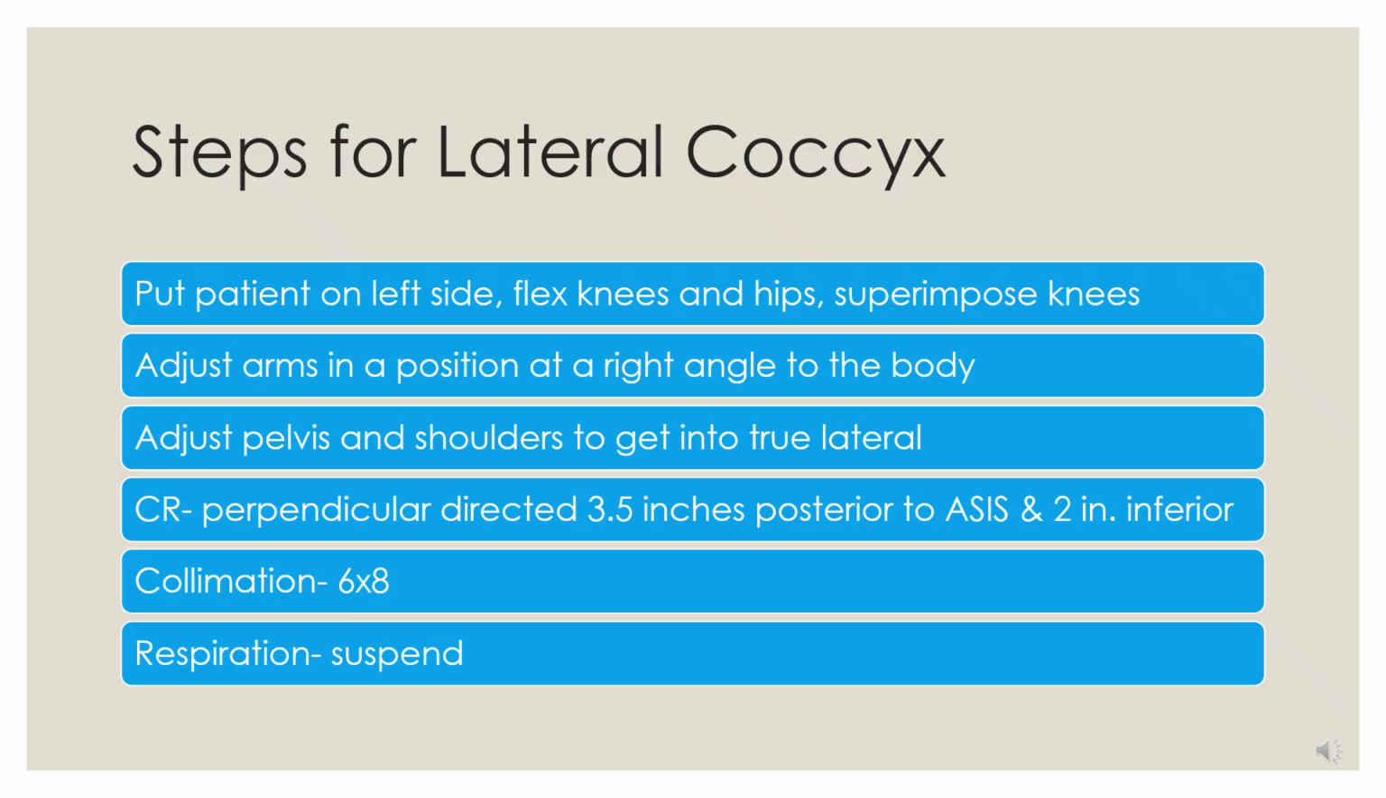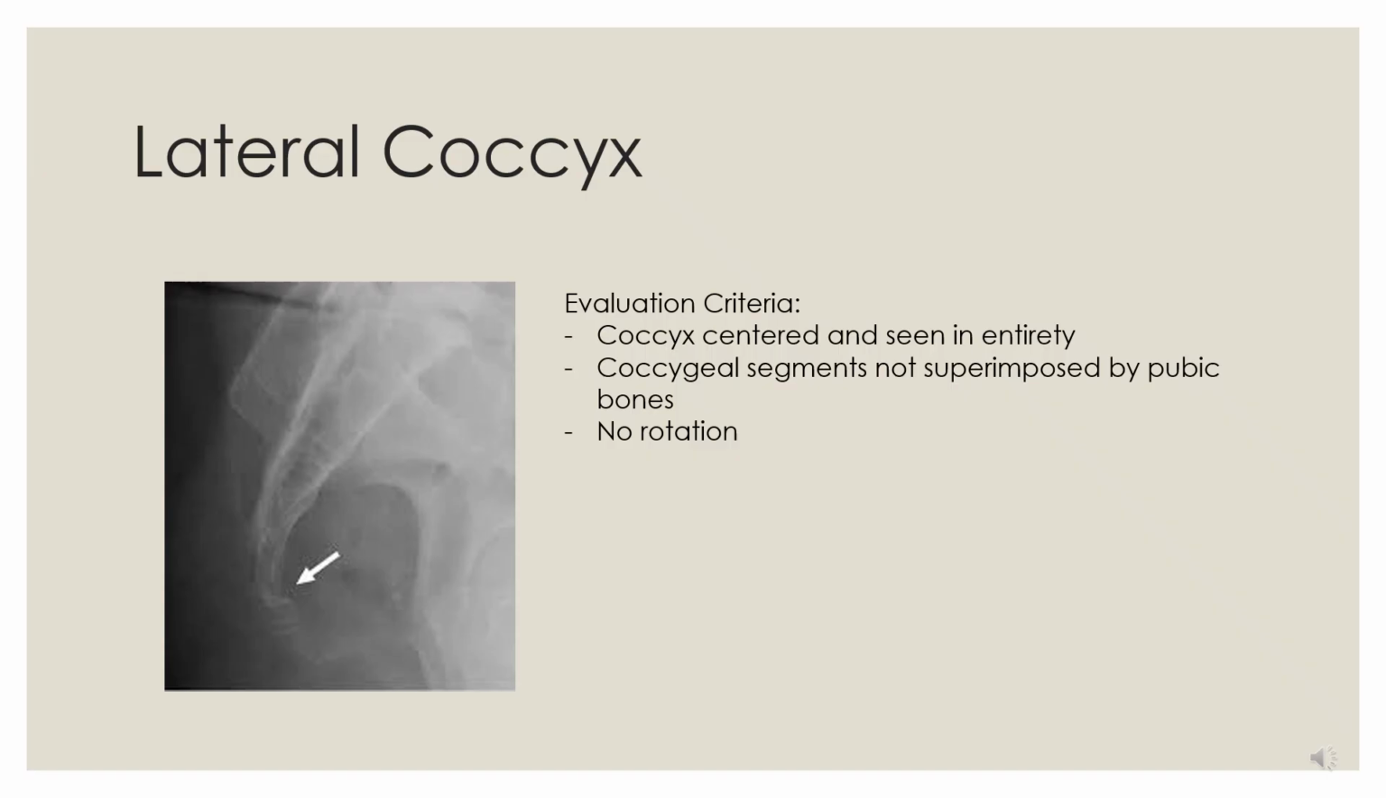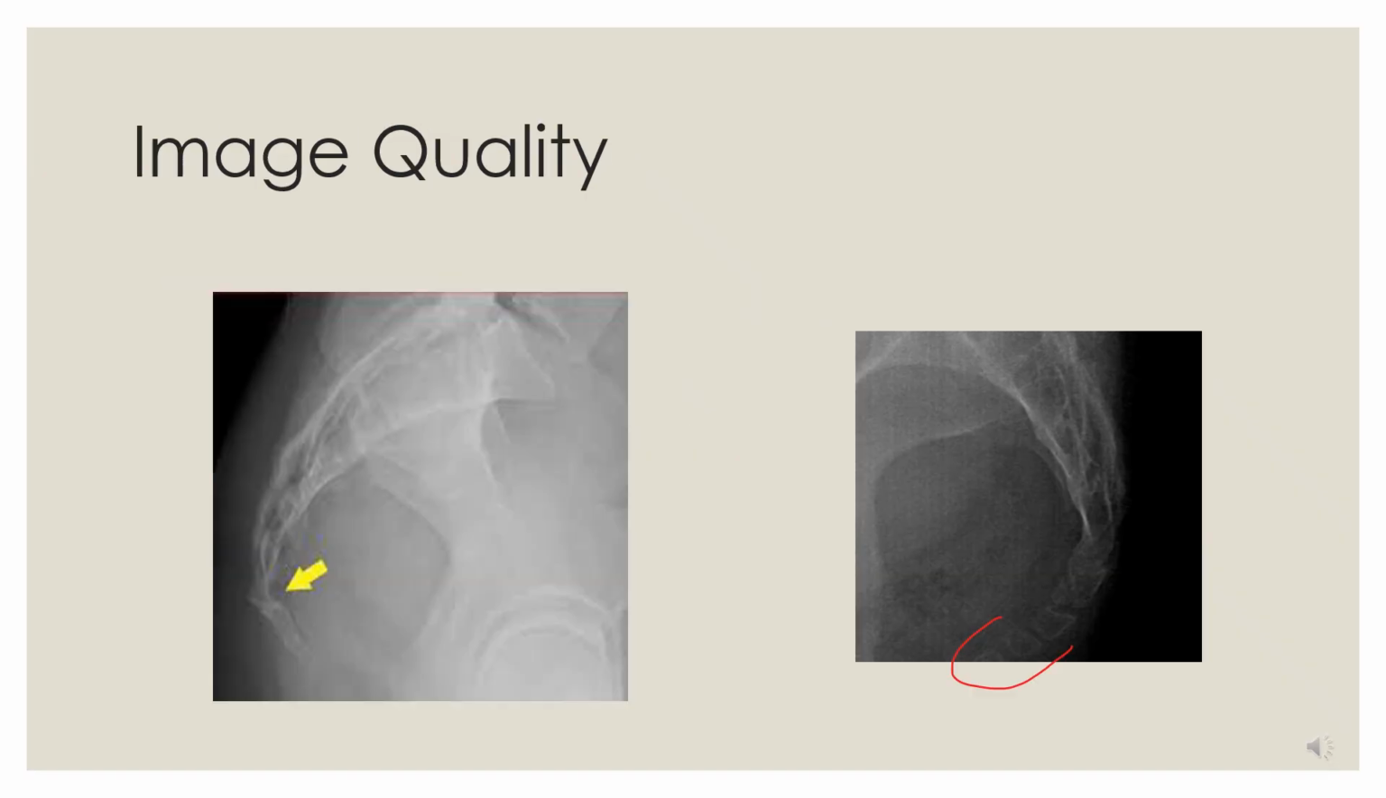The central ray is going to be perpendicular, directed 3.5 inches posterior to the ASIS and 2 inches inferior. Collimation is going to be 6 by 8 and the respiration is suspend. The evaluation criteria for the lateral coccyx: the coccyx should be centered and seen in its entirety, coccygeal segments not superimposed by pubic bones, and no rotation.